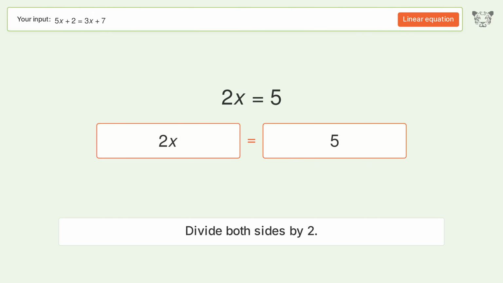Two is multiplying x. To leave x alone, divide both sides by 2. That gives x equals 2.5.